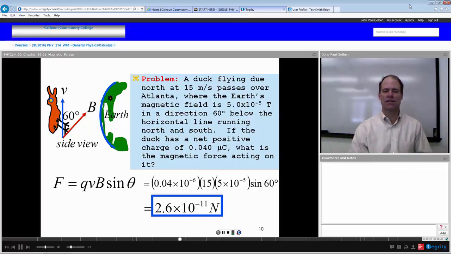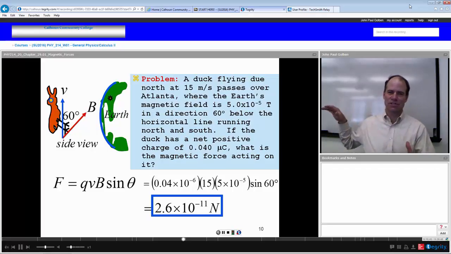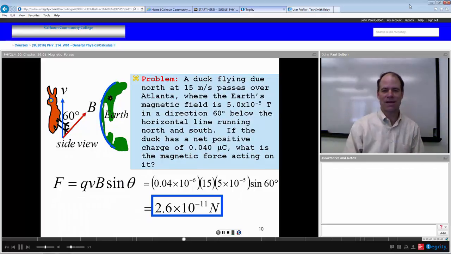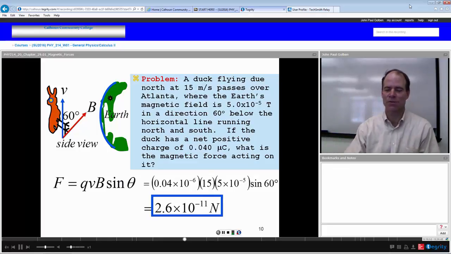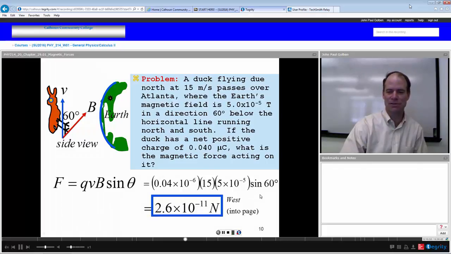Some scientists have surmised that this is how ducks, or other birds, know that they are flying north, because they feel this little bit of force one way or the other. It's too small of a force, and it's more likely that the birds react to the position of the sun. The sun is more south in the northern hemisphere, so they probably just react to that instead of this really tiny force.